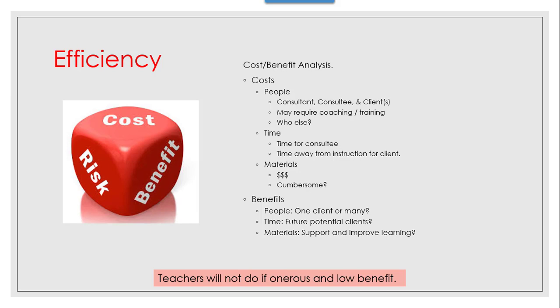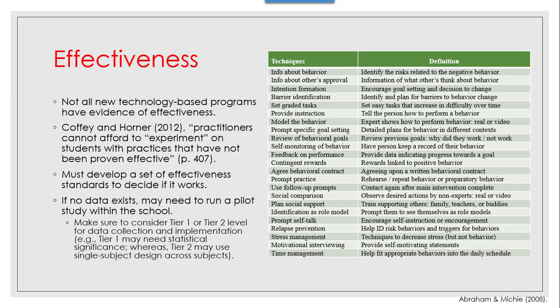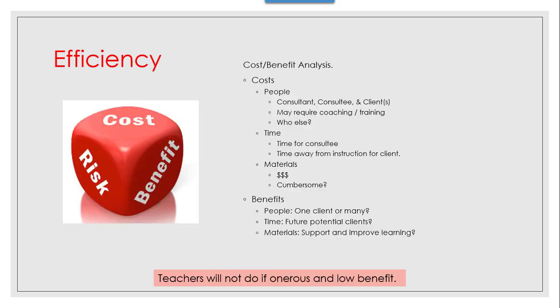So let's talk some more about effectiveness. Effectiveness, we're going to spend a lot more time on in just a minute, so that you can know how to read research studies and determine whether or not the findings indicate that it really was effective or not. Efficiency is more about cost benefit analysis.